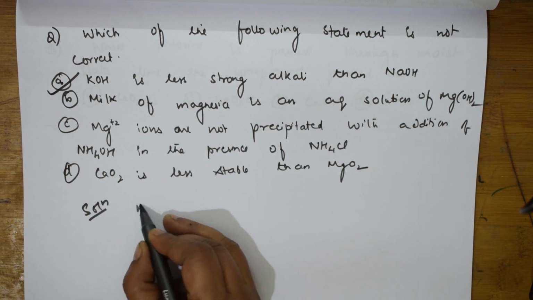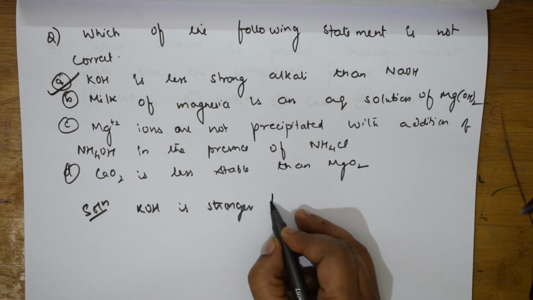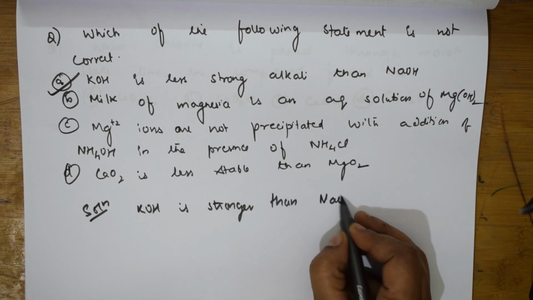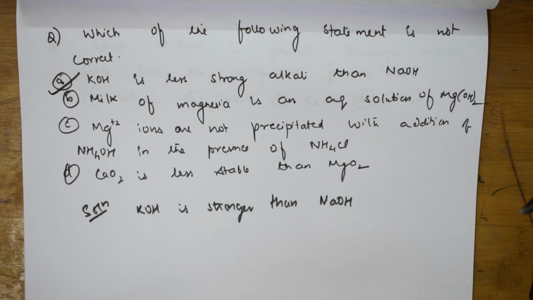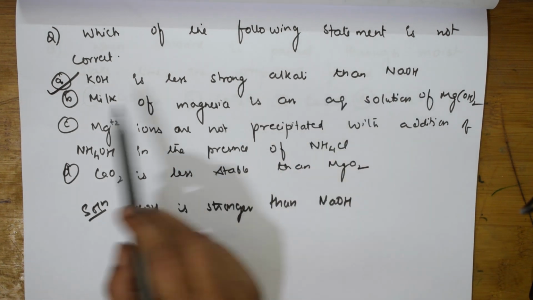KOH is stronger than NaOH. That is the first important concept you know. They said less strong alkali, but it's stronger than NaOH. Why? Its solubility, we speak in terms of the molar basis. When we speak in terms of the solubility on the molar basis, KOH is stronger than NaOH. That is the main thing. So what did they say? The first, which is not correct. So the first answer is correct.